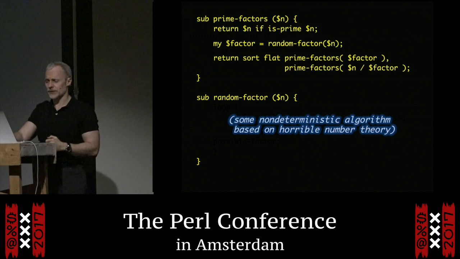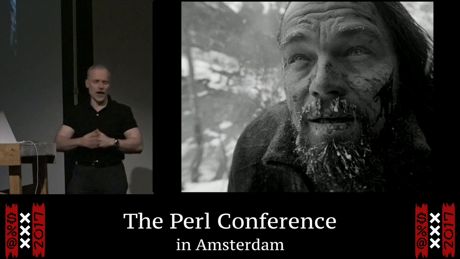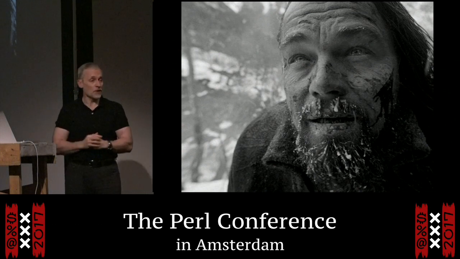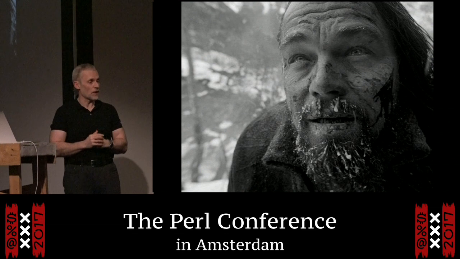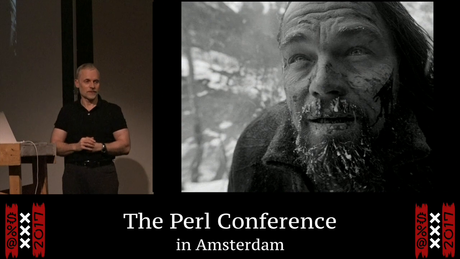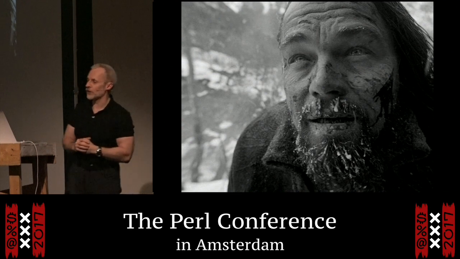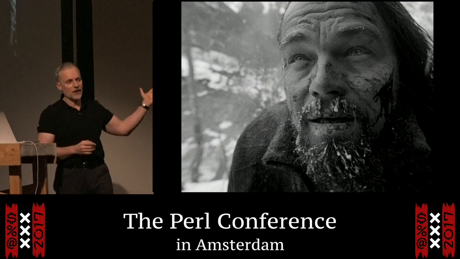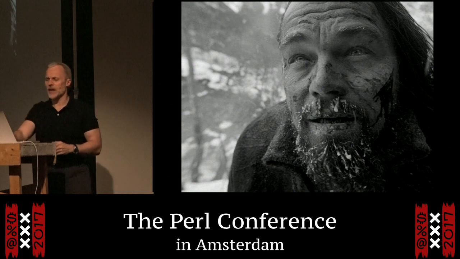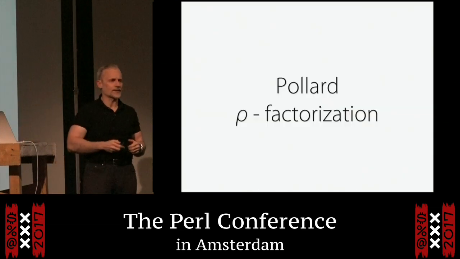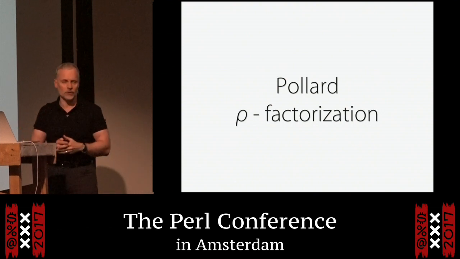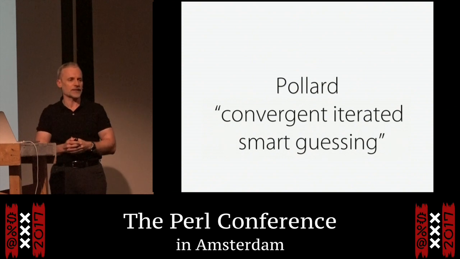And that leaderboard is led by John Pollard. This is not John Pollard. There is no picture of John Pollard anywhere on the internet that I can find. So I just found a picture of Leonardo DiCaprio instead. Because I figure that when John Pollard got through working out this algorithm, this is about how he looked. And what he created was an algorithm called Pollard rho factorization. And it was called that because he couldn't get away with publishing an article called Pollard Convergent Iterated Smart Guessing.